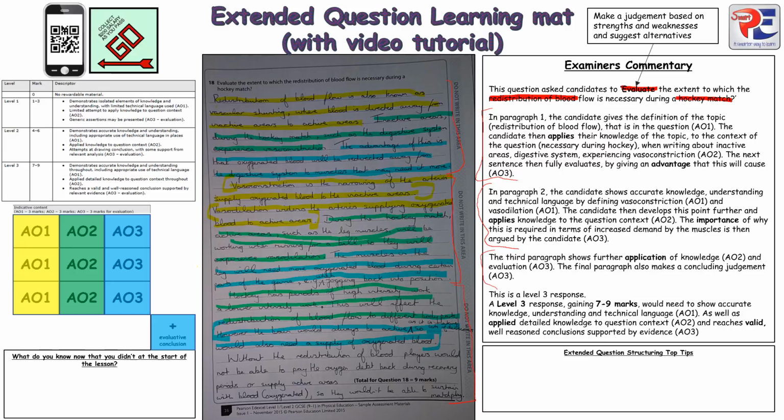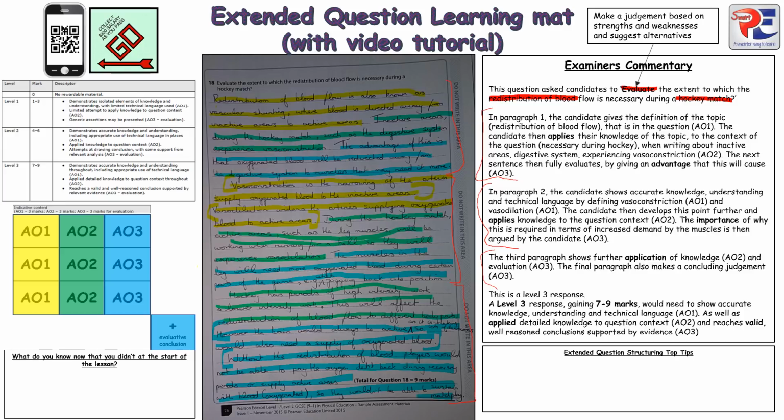They've then also given a final paragraph which makes a concluding judgment, and it's not just put in there as a token gesture. They have made an evaluative point. Okay, they've summed up what they're saying and they've made a really good valid point. And also they've not necessarily repeated anything they've said. They've hopefully then made a few more points and key terms such as oxygen debt in order to give it another AO3 point.